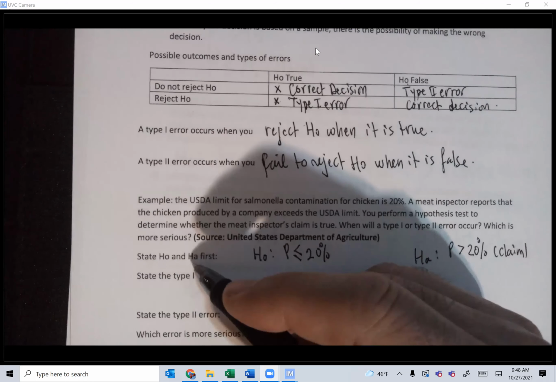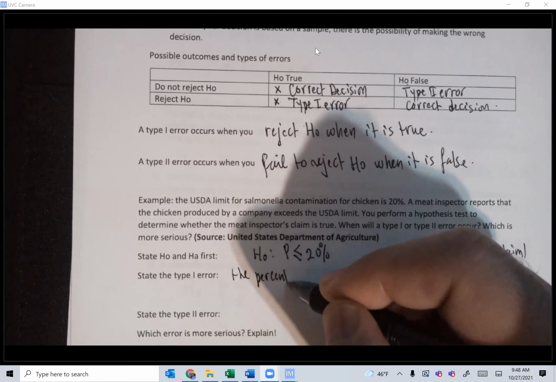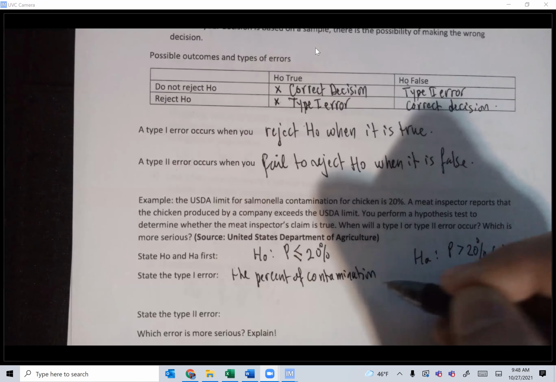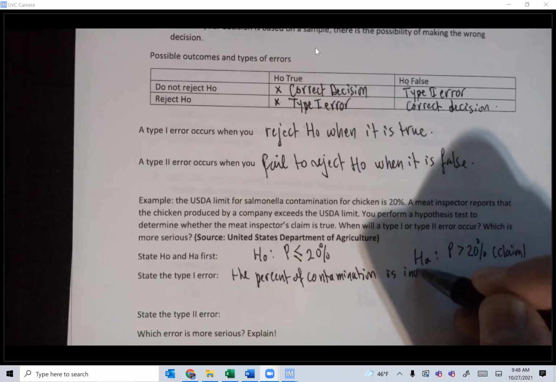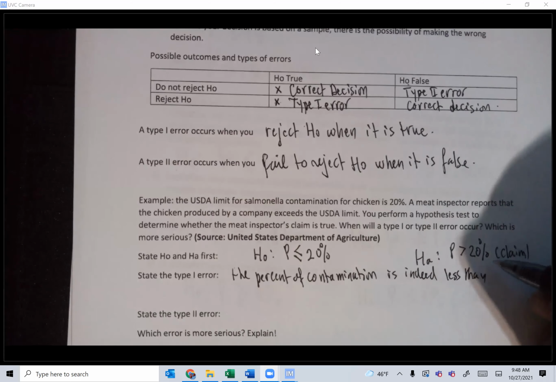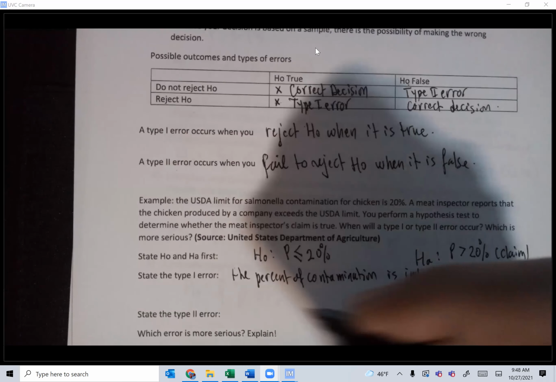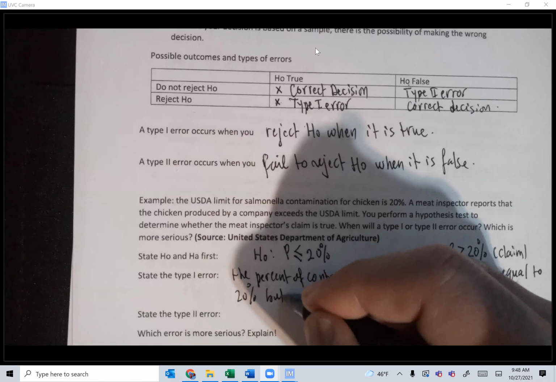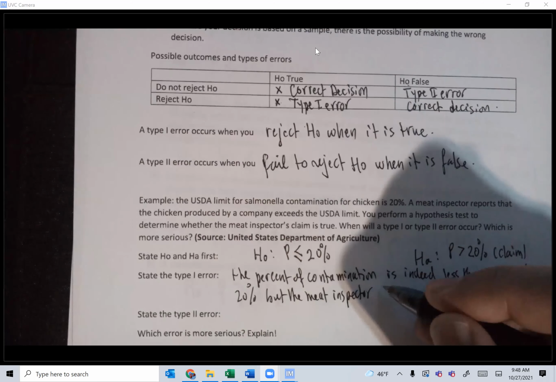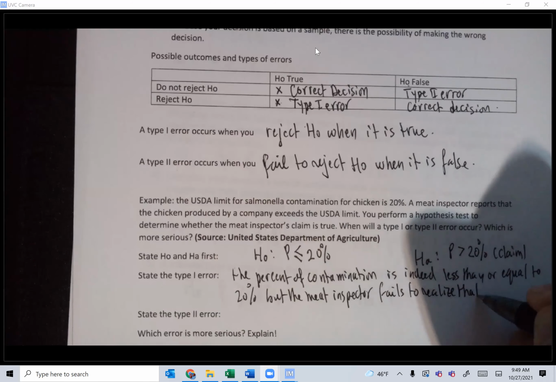So state the type 1 error: it means the percent of contamination is indeed less than or equal to 20%, but the meat inspector fails to realize that. Tell me what happened in this case.